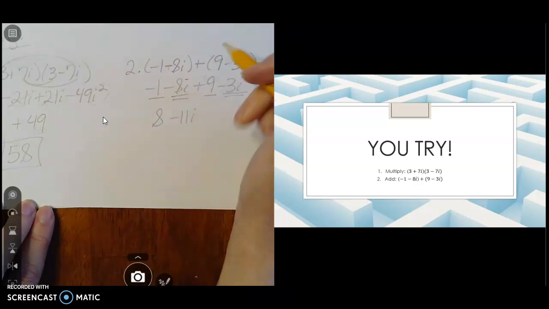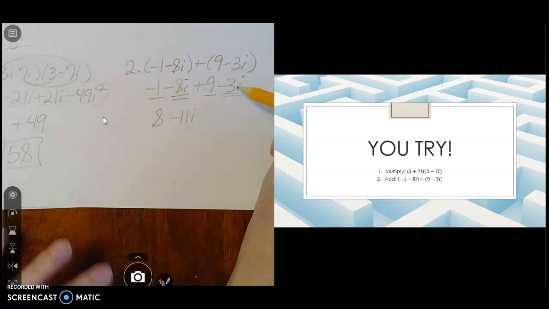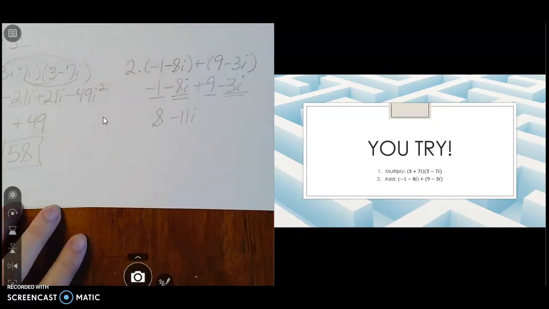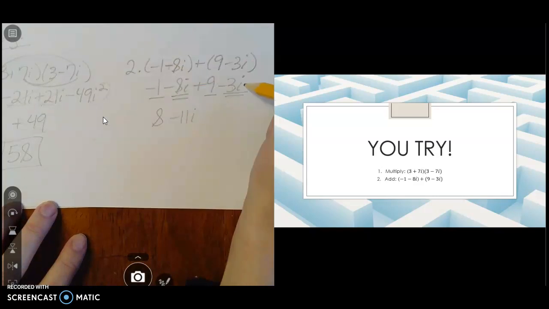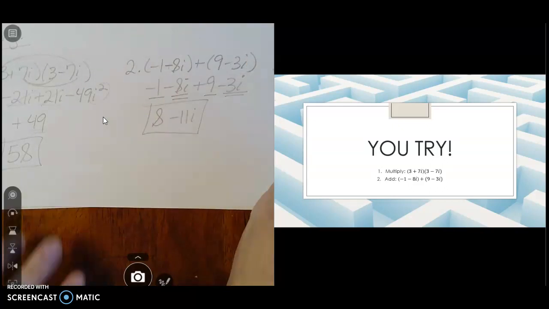It's just like a variable where you're going to add or subtract the coefficients. And the i acts kind of like a variable, like an x, but we do know what it is. It's the square root of negative 1. But it kind of acts like that. You're not going to have an i squared or anything like that. You keep the i's the same. So we have 8 minus 11i as our answer for number 2.